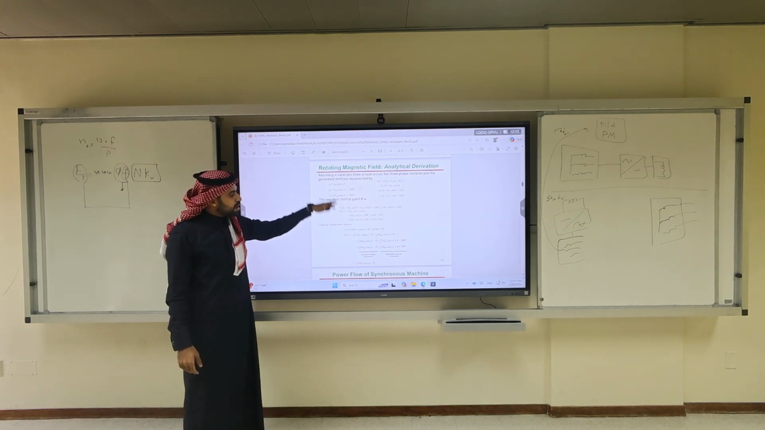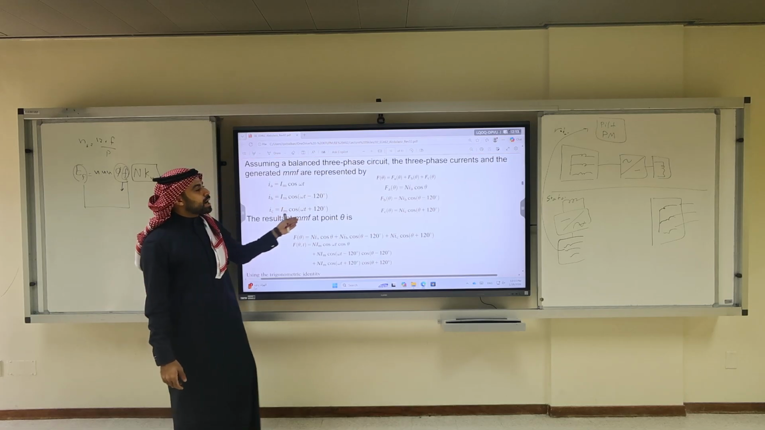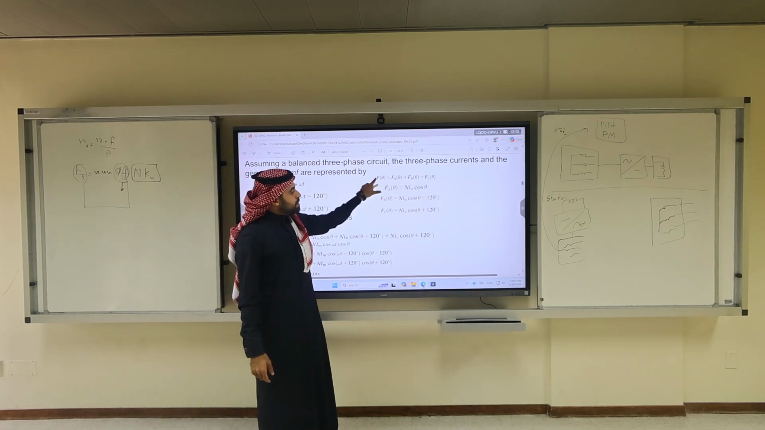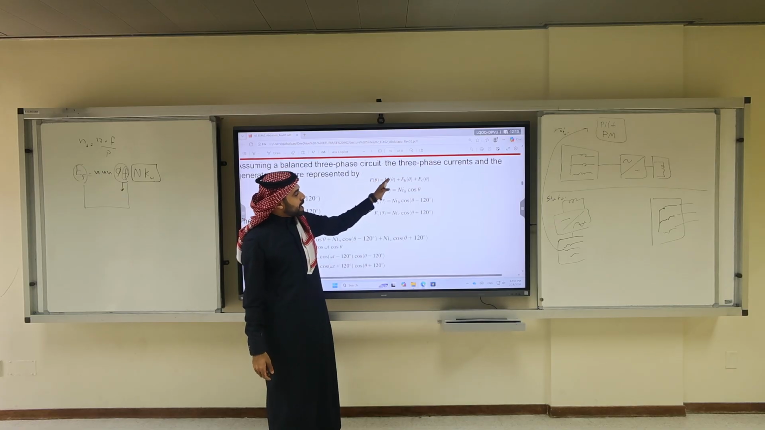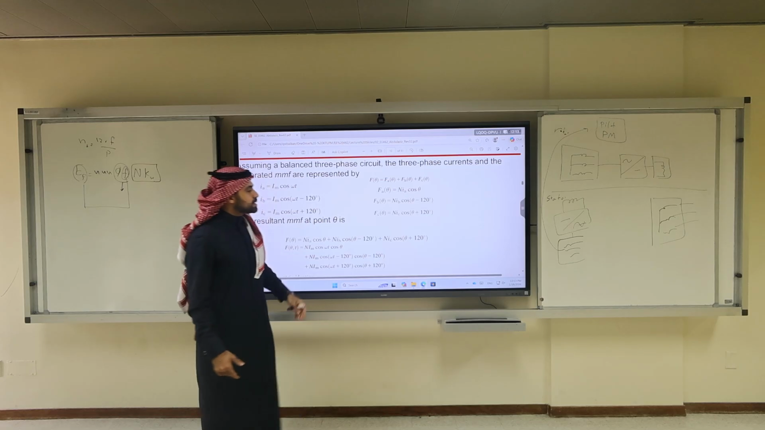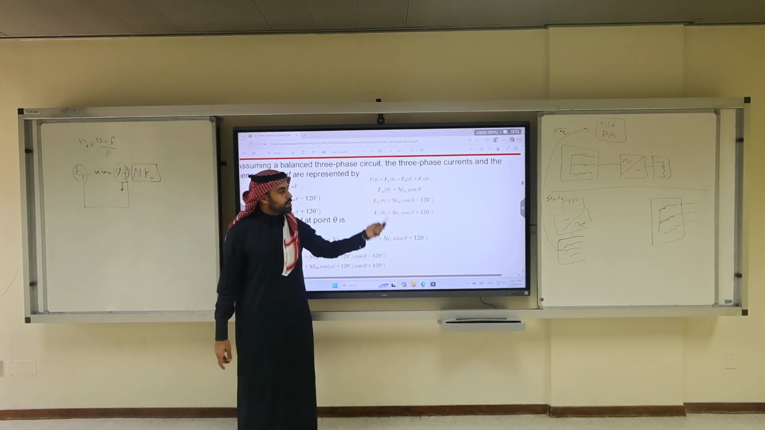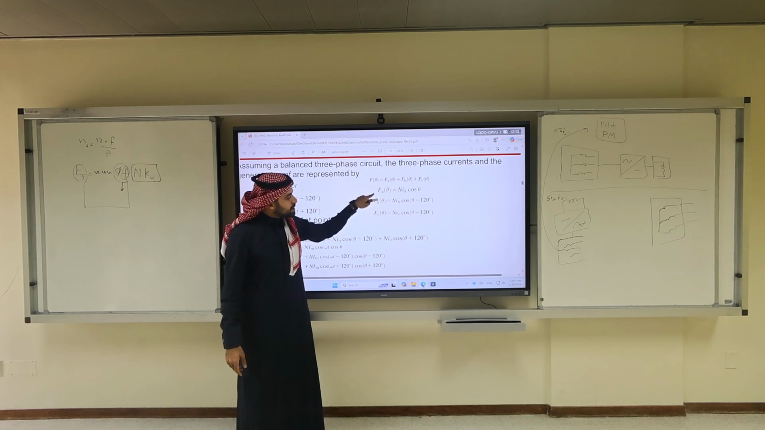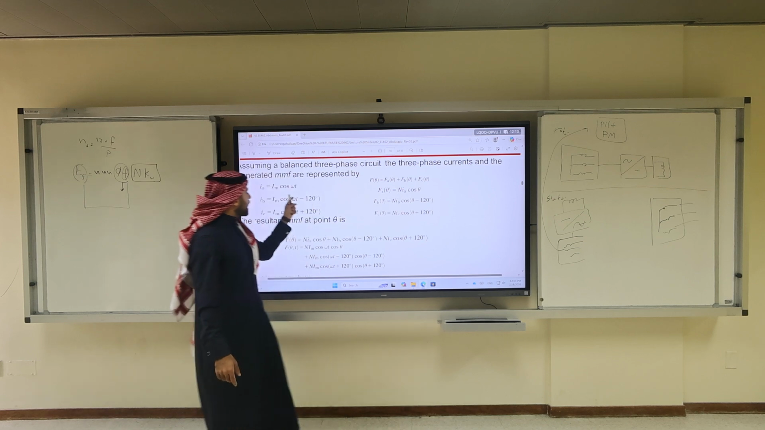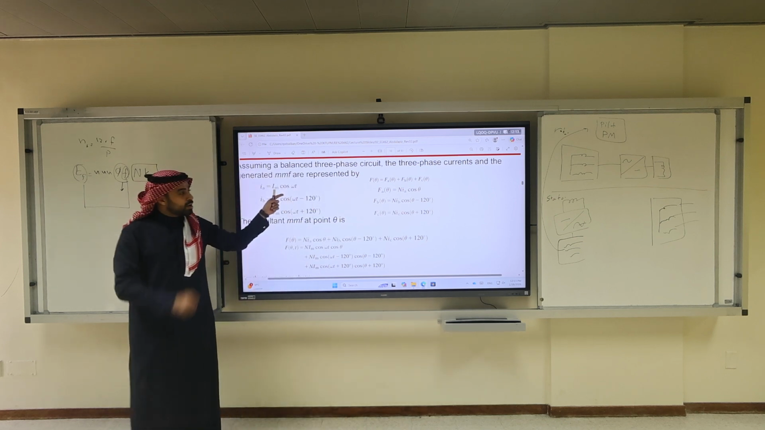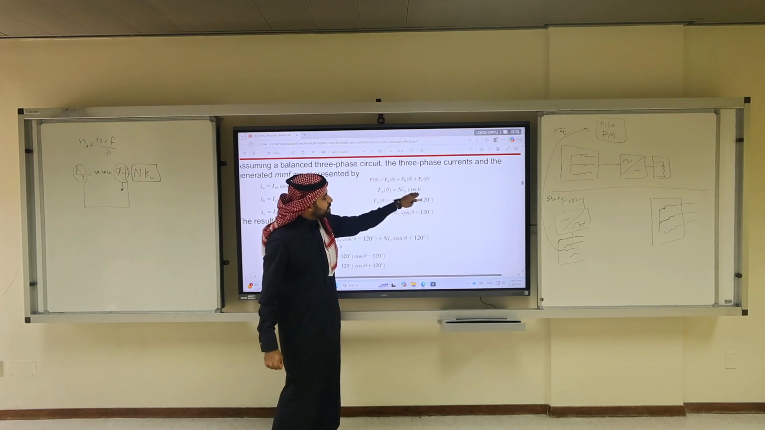If you add all of them in a balanced system, they are 0. Now, the MMF, the magnetomotive force, if you add A and B and C, you get the resultant one. But are they 0? Not really. Why? Because the MMF of phase A is NIA cosine theta. Note that IA has a cosine omega t, while the MMF has cosine theta.